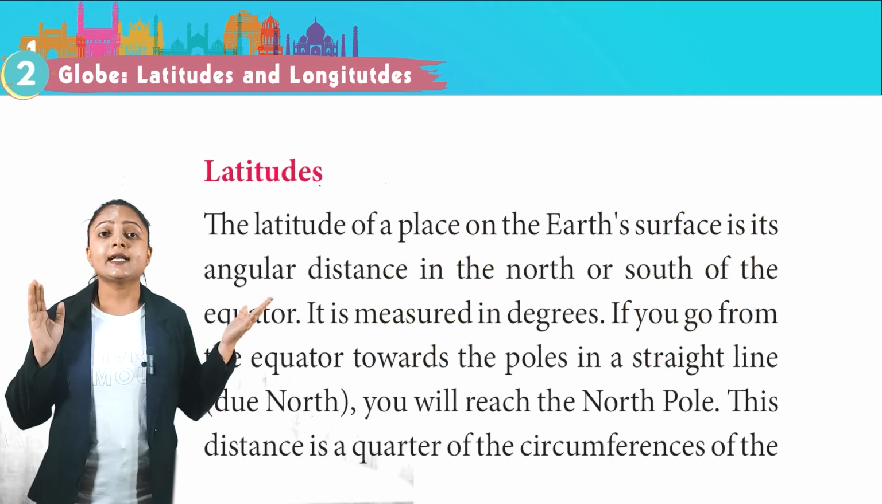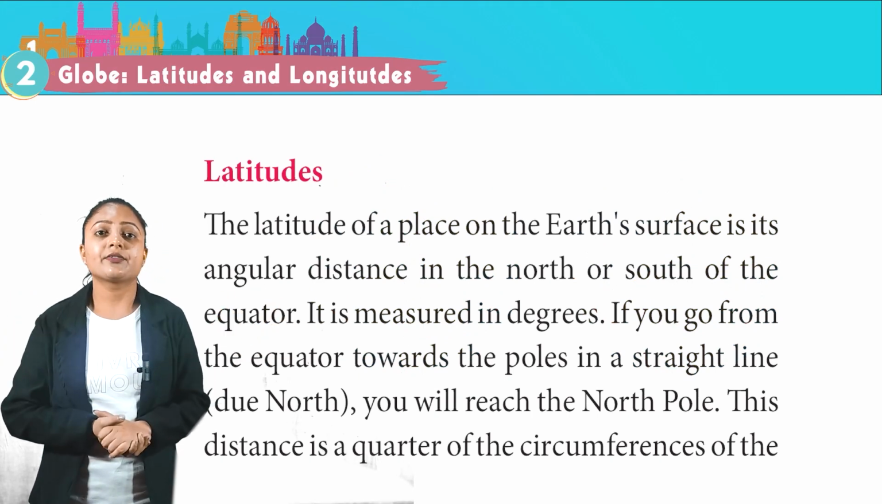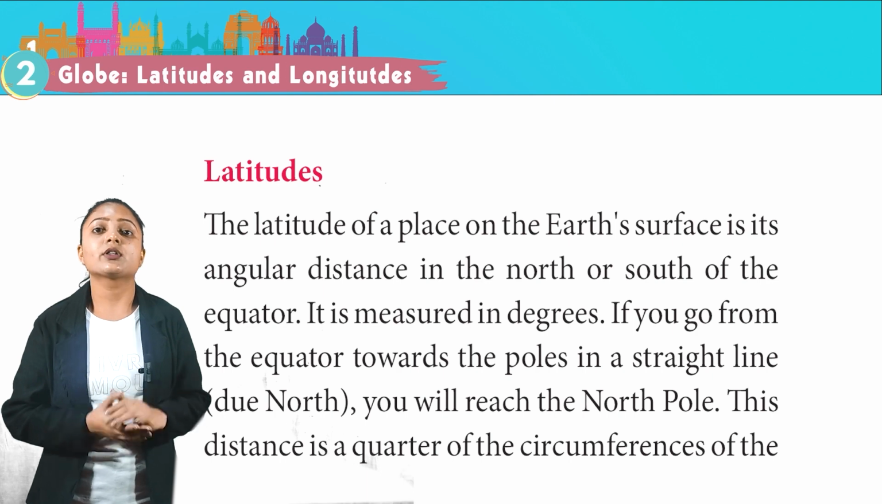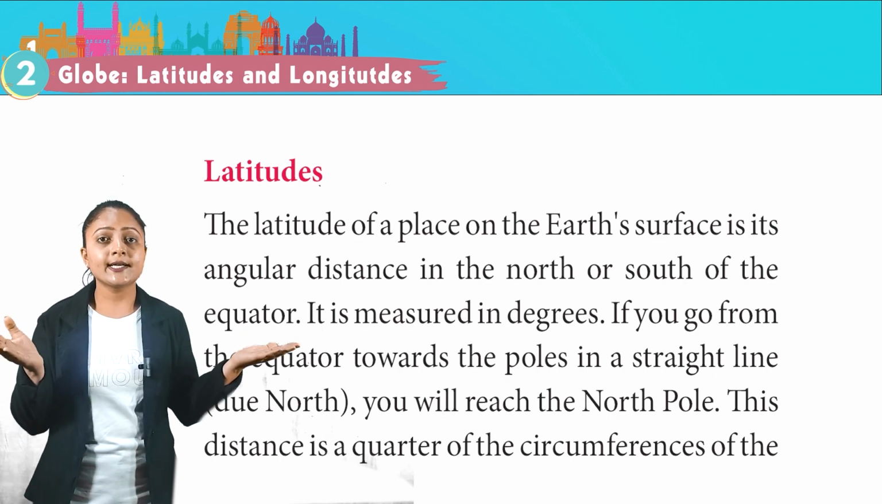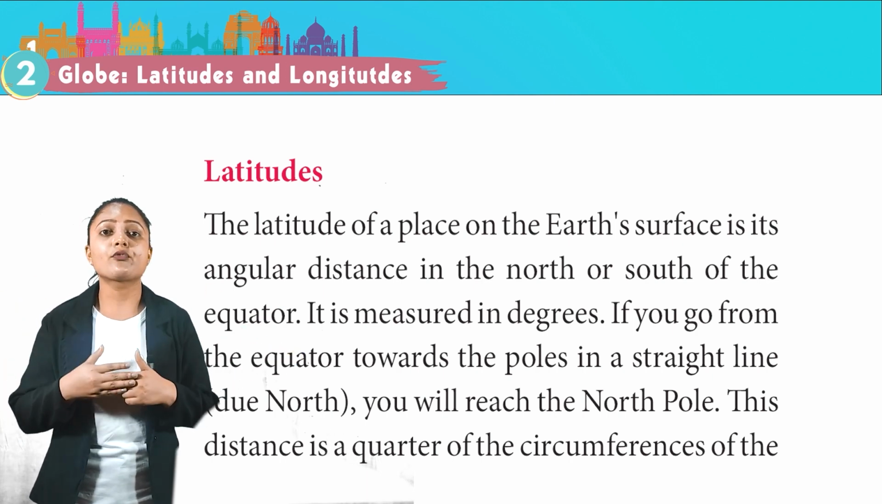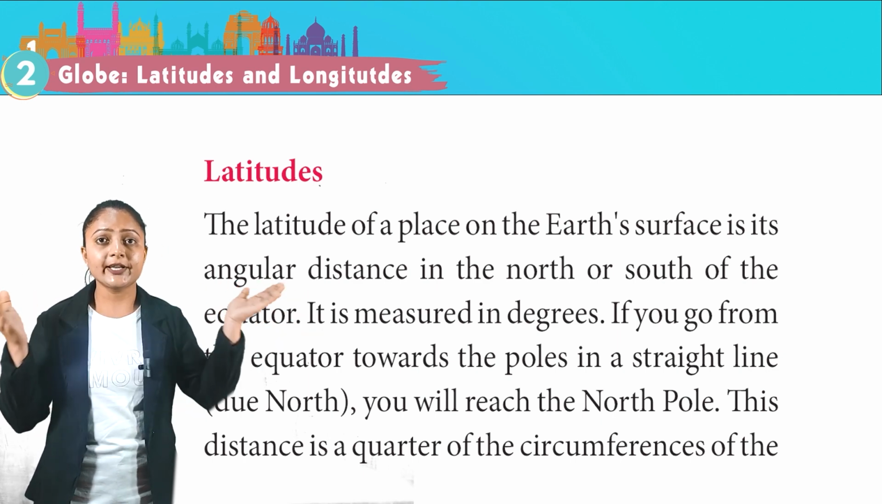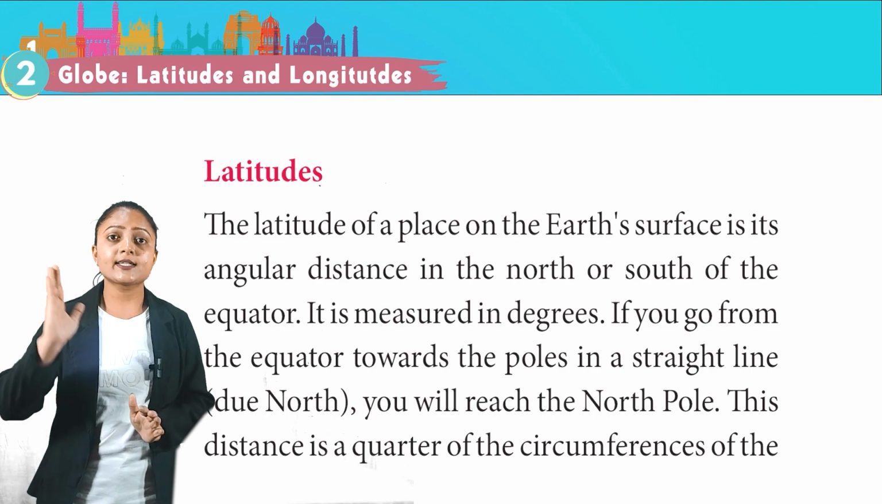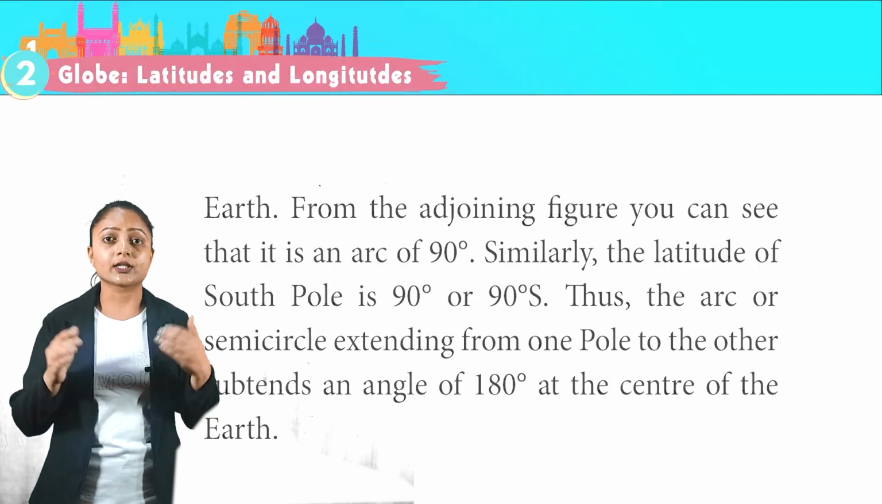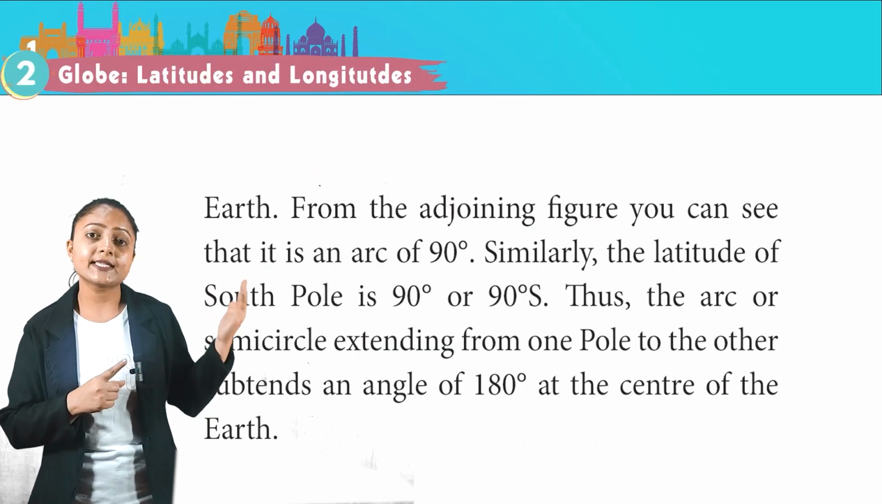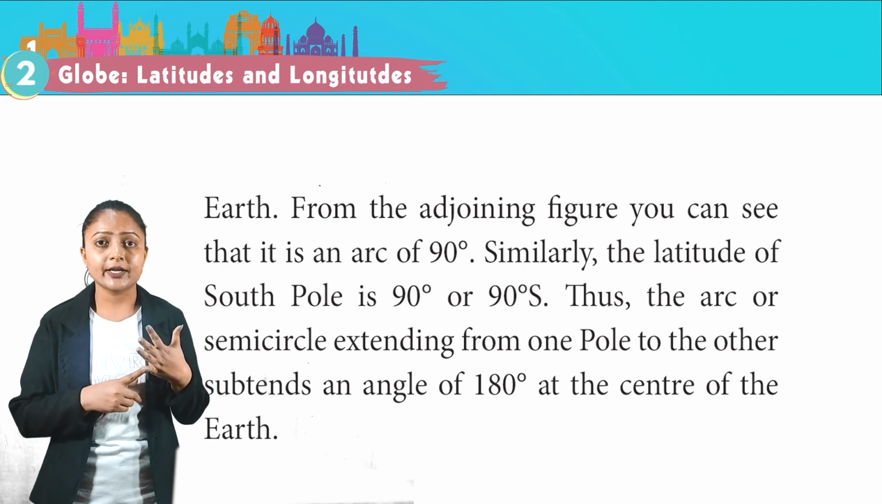Latitudes. The latitude of a place on the Earth's surface is its angular distance in the north or south of the equator. It is measured in degrees. If you go from the equator towards the poles in a straight line due north, you will reach the North Pole. This distance is a quarter of the circumference of the Earth. From the adjoining figure, you can see that it is an arc of 90 degrees.